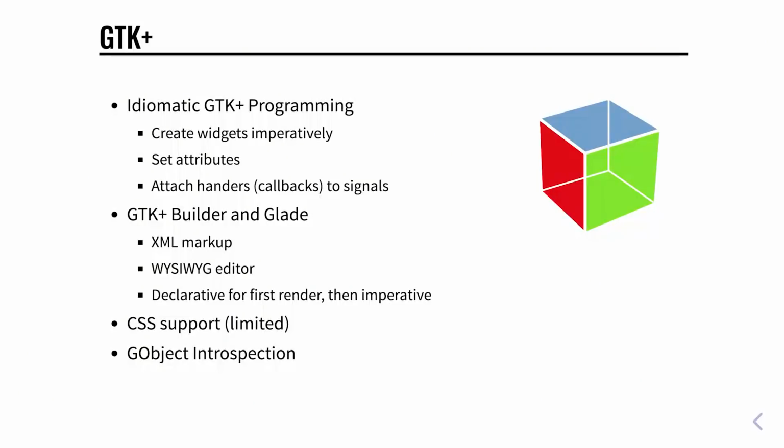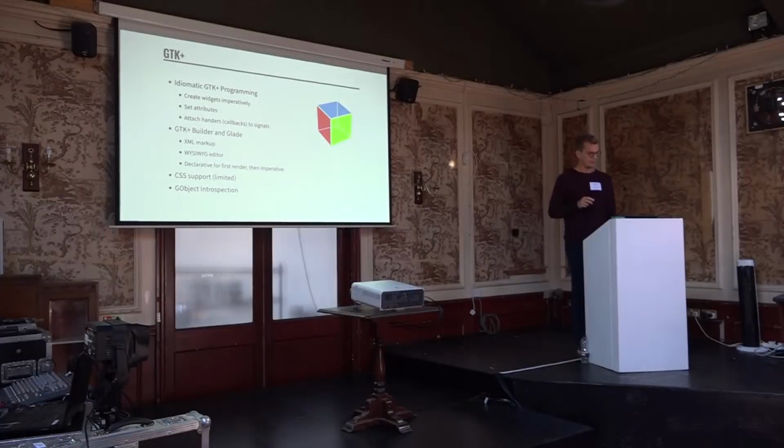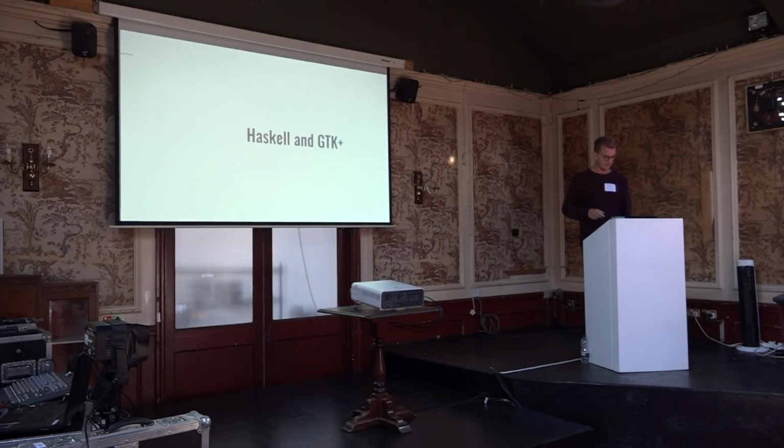But with GTK, you have CSS support in some limited way at least, and I find this very, very useful. I'm using this. And there's a thing called G-object introspection, and this is actually broader than GTK. It's building on the whole G-object framework, so there are other packages than GTK that use this. But it's very, very useful, as we will see in a minute.